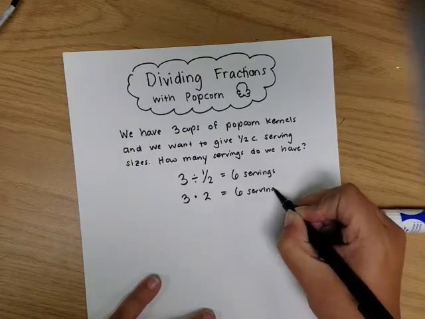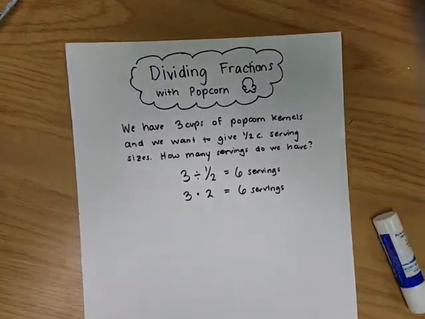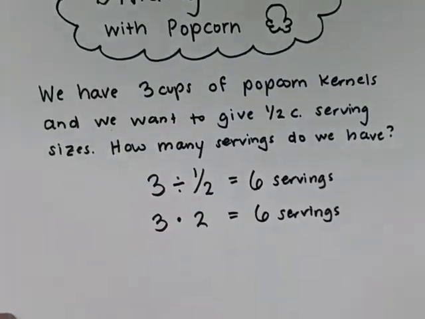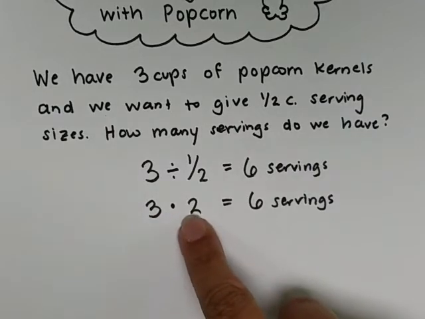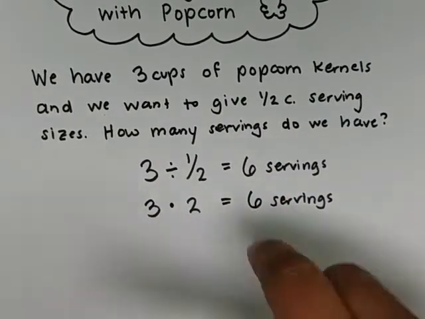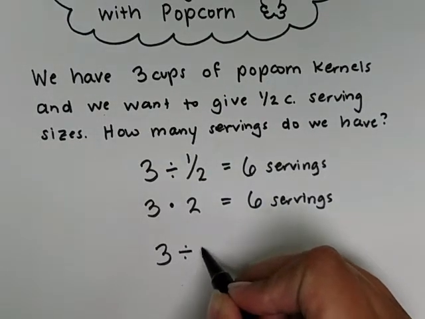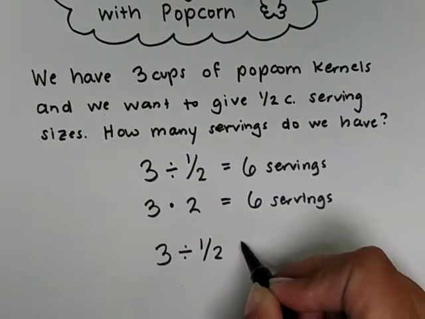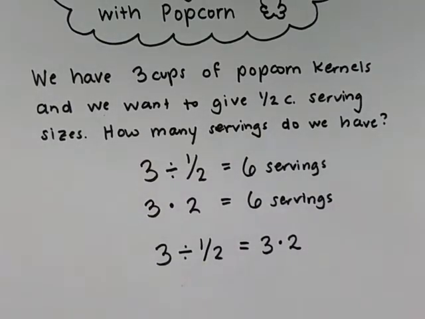So we're going to make a conjecture. We're going to make a connection. So here we go. If we're saying that 3 divided by 1/2 equals 6, and that 3 times 2 equals 6, then we can say this mathematically. 3 divided by 1/2 is equivalent to 3 times 2.